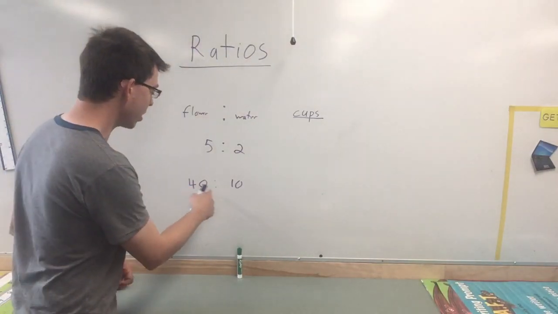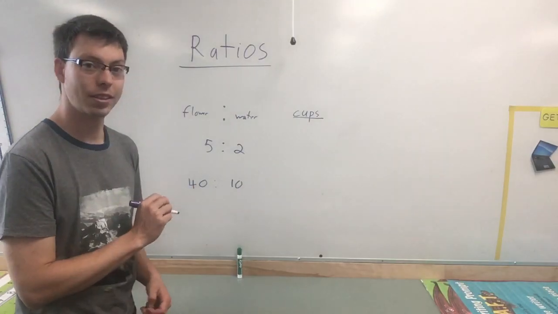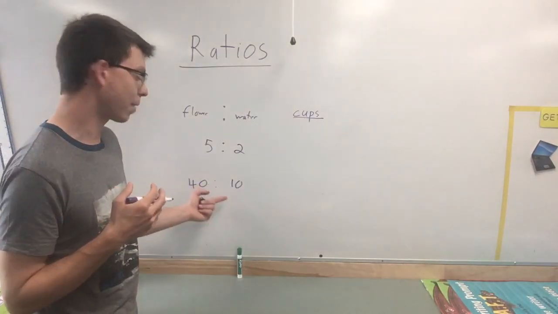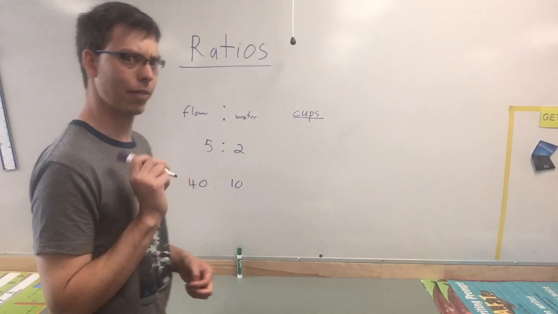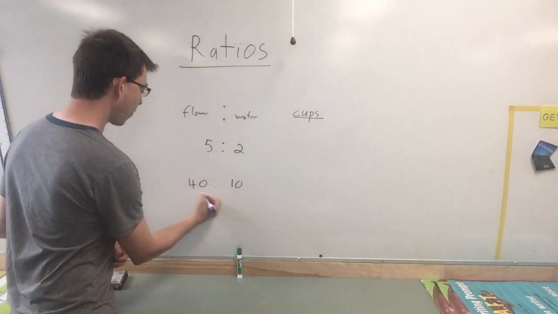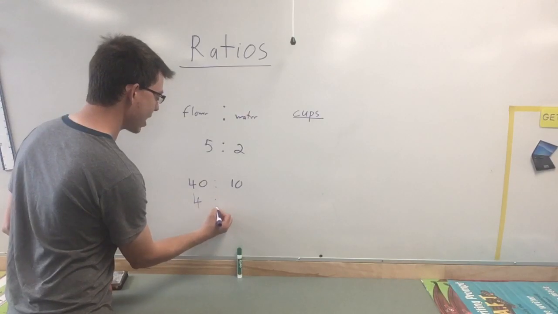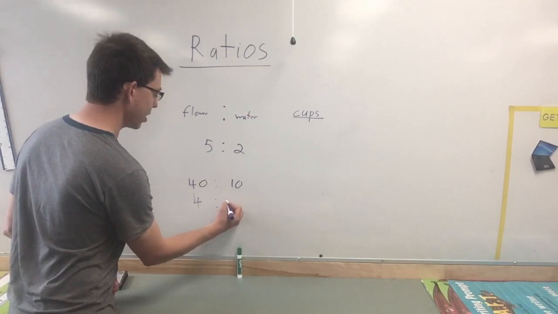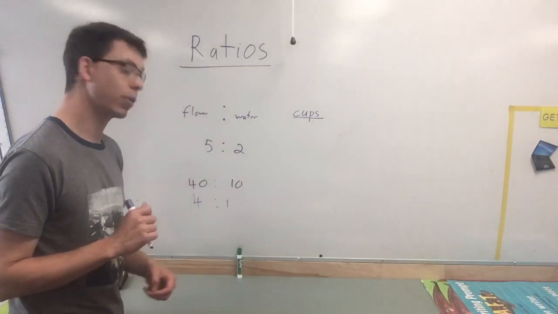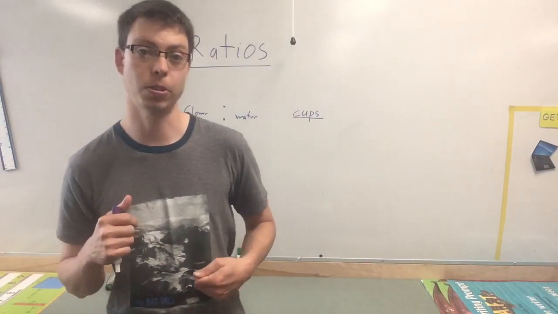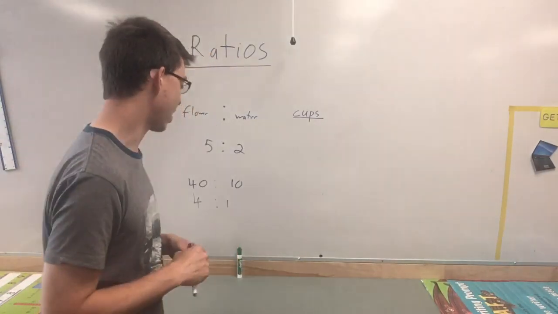So 40 is divisible by 2, but is also divisible by 10. I'm going to take the highest common factor, actually. So 40 divided by 10 is going to equal 4, and 10 divided by 10 equals 1. My new ratio is 4 to 1, and that is simpler to manipulate and understand.